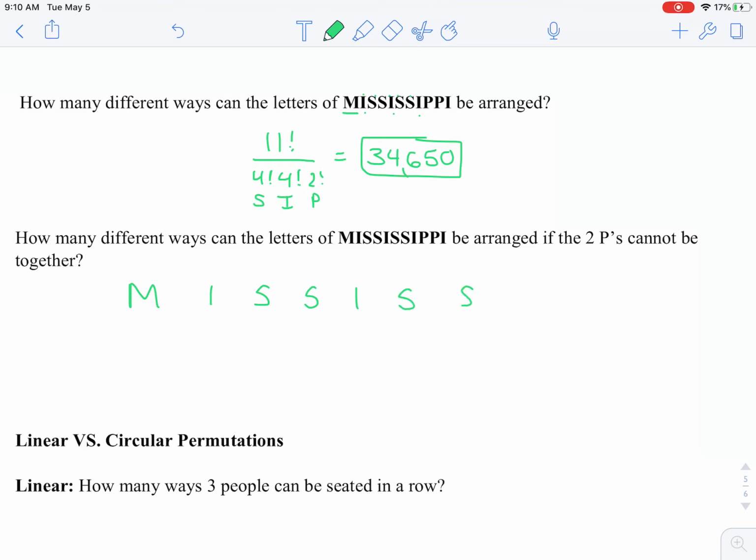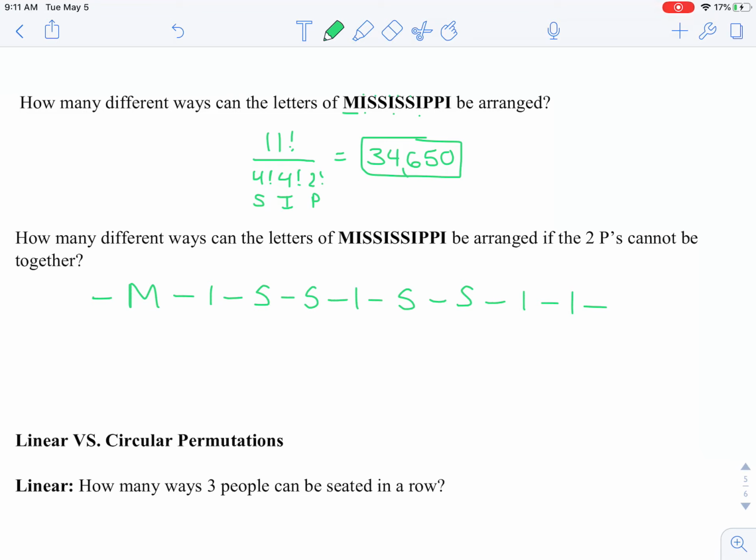So I have M, I, S, I, S, S, I, I. Our P's are going to have to go somewhere in these spaces. The P could go before the M, it could go after that last I, it could go in between any of these letters. So if you think about it, there's 1, 2, 3, 4, 5, 6, 7, 8, 9, 10 spots for these letters to go.